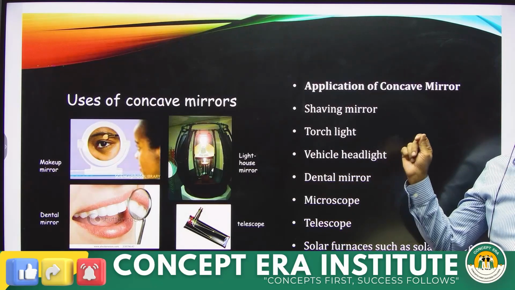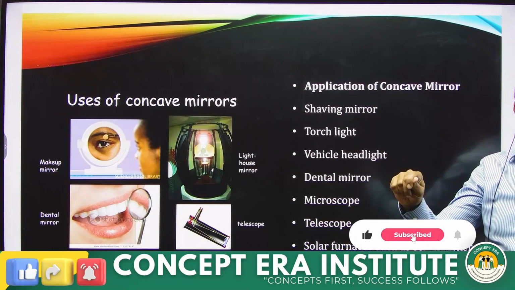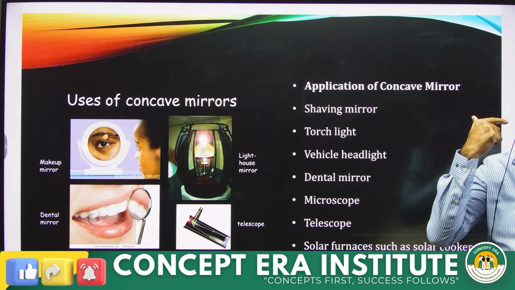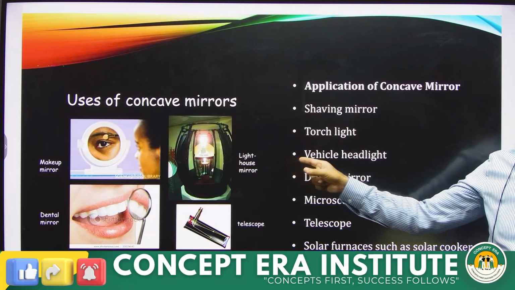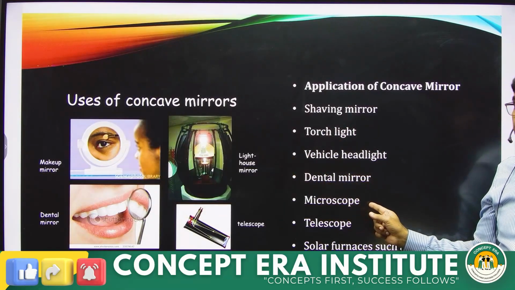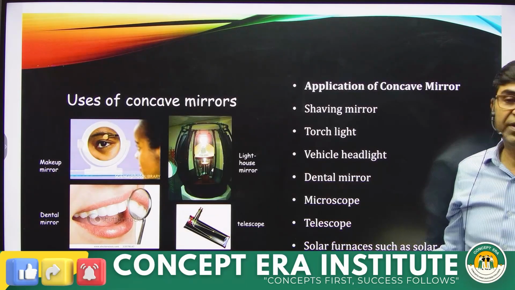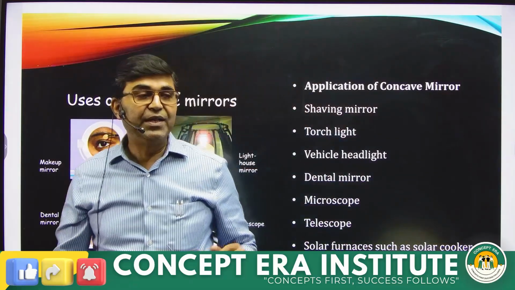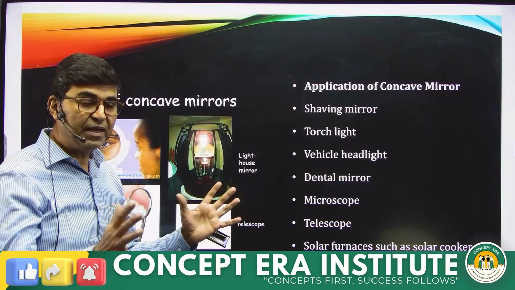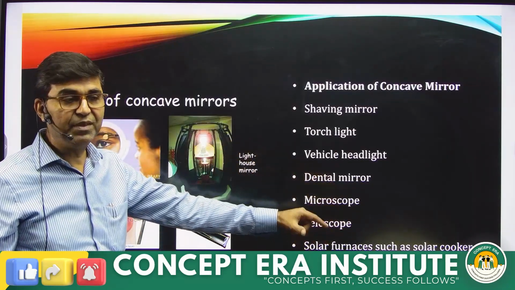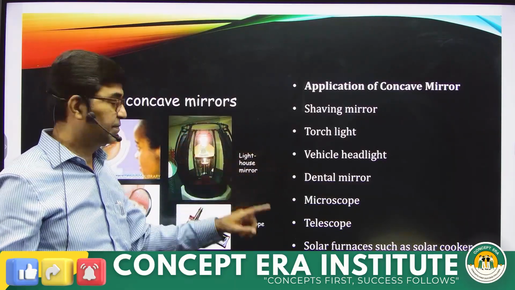You must have noticed that when you go to the dentist, he uses a spoon kind of thing to see the molars, and the image of the molar is slightly bigger because it is a concave mirror. In microscopes, reflecting type of microscopes and telescopes, and solar furnaces, where we use sunlight and the object to be heated is kept at the focal point. So all the heat and light of the sun is converged at that point, and the temperature is so high that we can cook the food there.